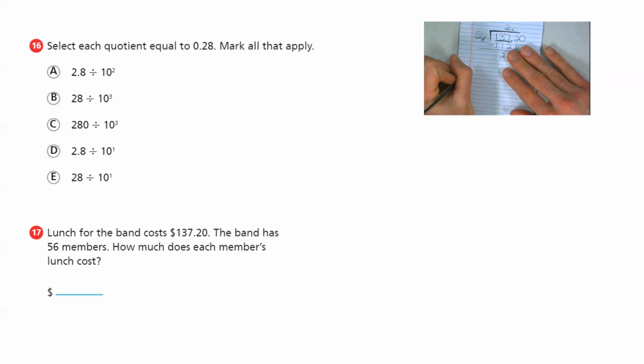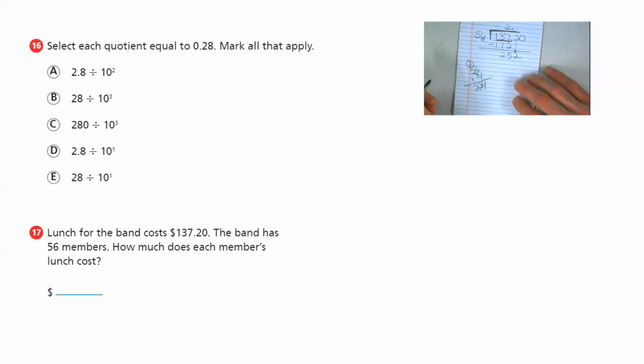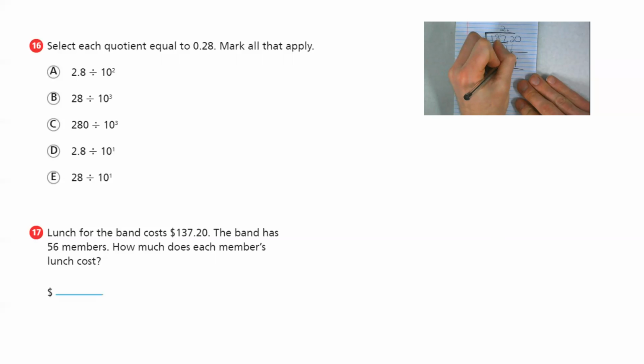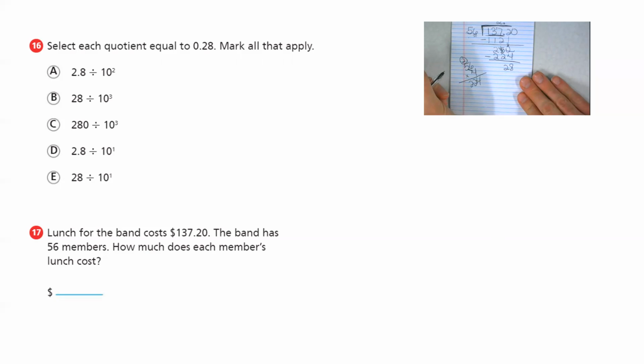Either way, 6 times 4 is 24. 5 times 4 is 20, plus 2 is 22. So that answer is 224. I have 2 and lose 4. Can't do it. 12 minus 4 is 8. 4 minus 2 is 2. There's 28 left over.